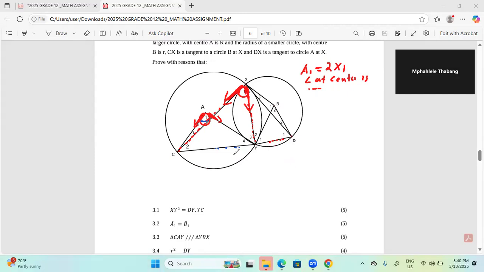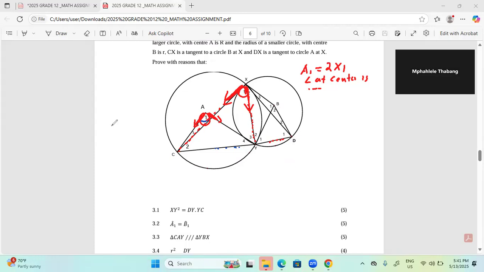You write the theorem. Normally, when I write the theorem, I write it in full. I don't do shortcuts. Okay, so A1 equals 2X1. That is what I see about the angle A1, which is the angle at the center. So I want to prove, remember, that A1 equals B1. What I know about A1 is that it is twice X1.